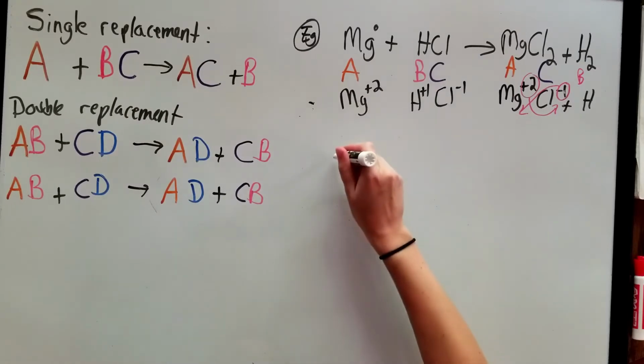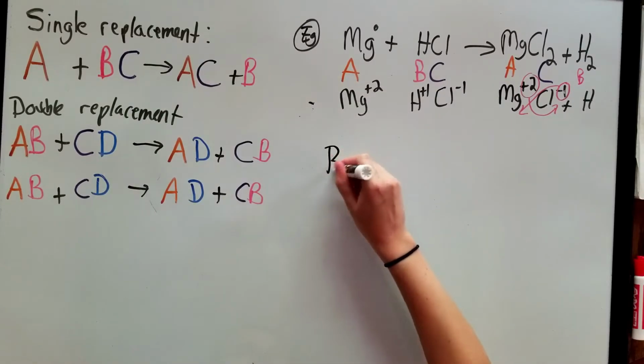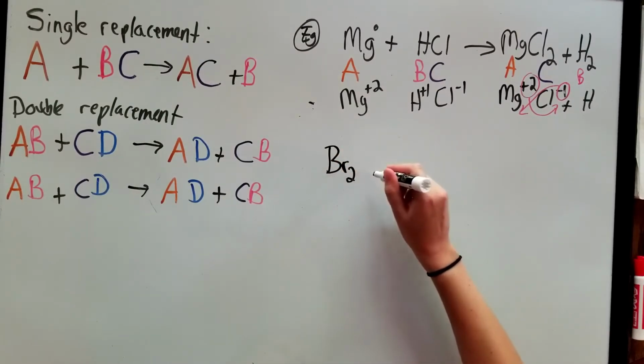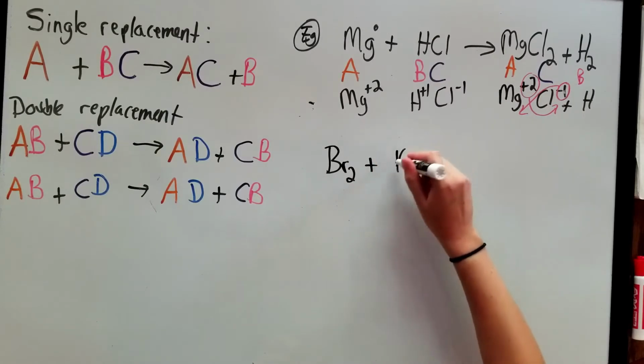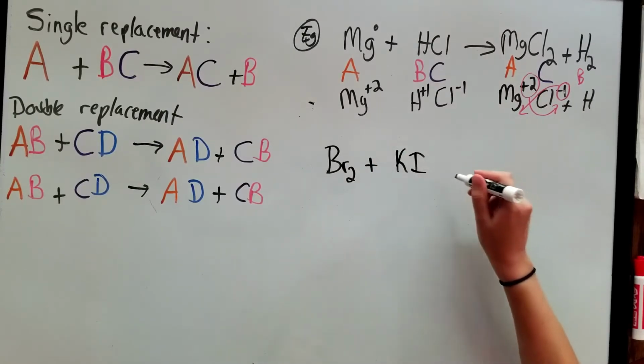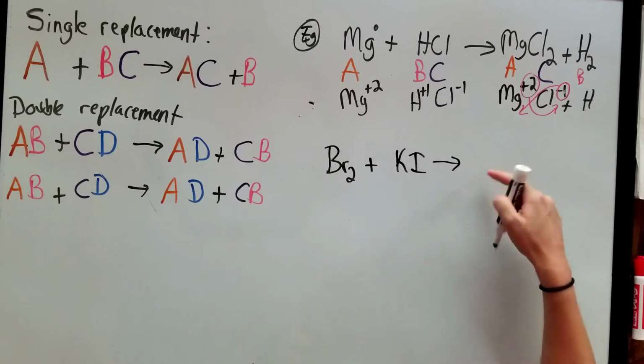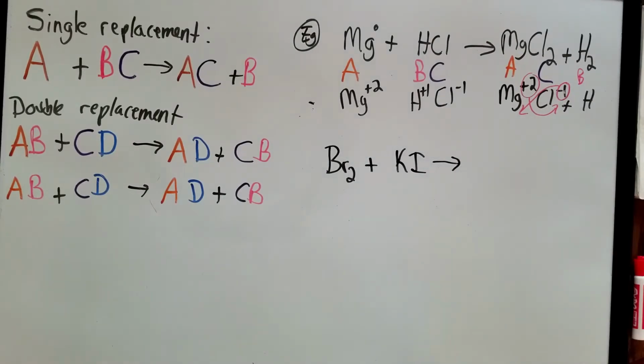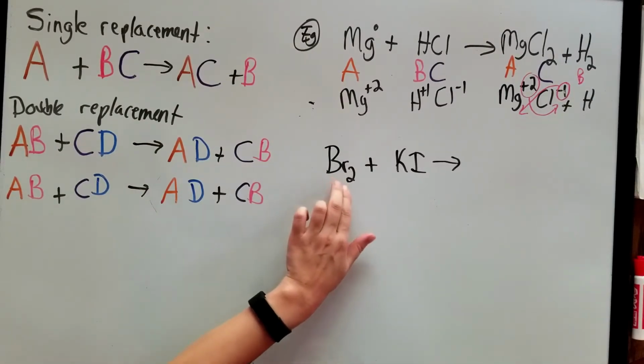So let's try another one. So this time we're going to do Br2 plus KI. And then let's predict what the products are going to be. Okay? So, let's make sure we can see that, okay? Bromine is the element by itself. Okay, so bromine is our A.